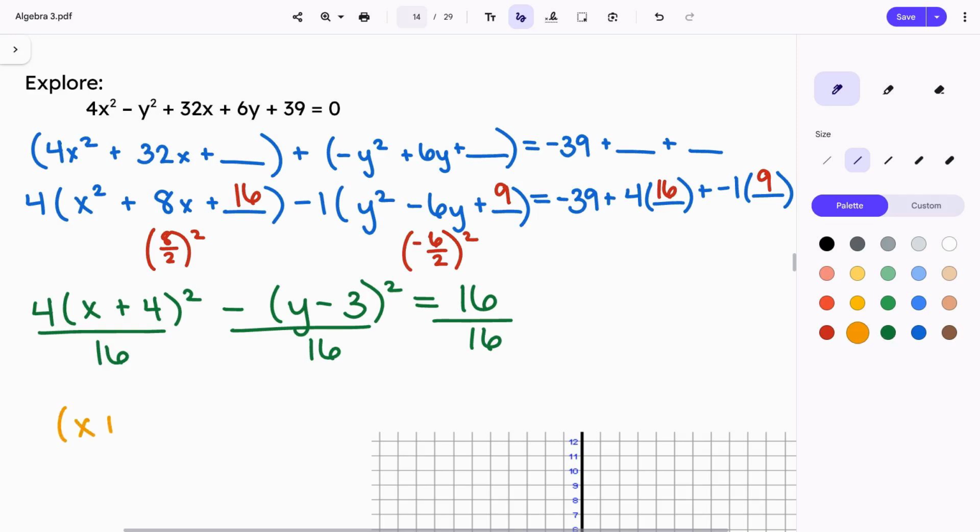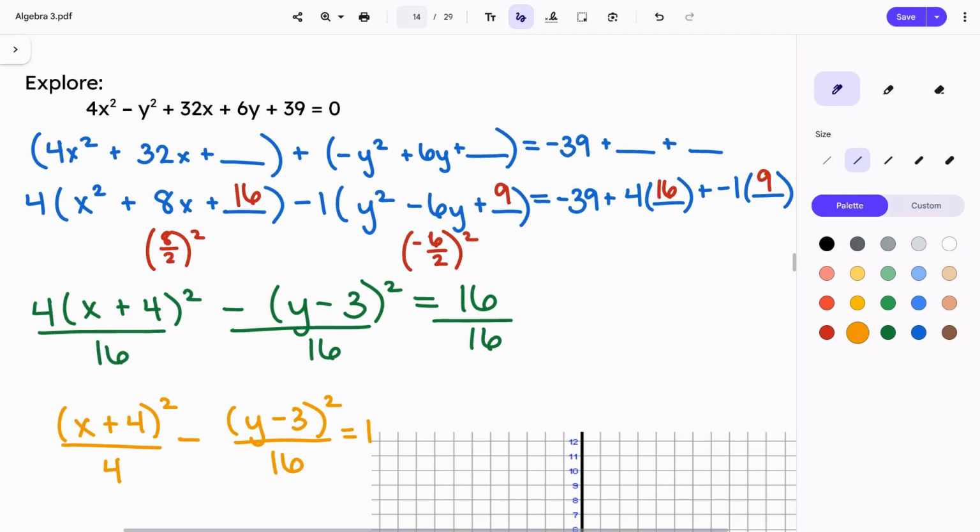4. So it'd be x plus 4 squared all over 4 minus, I can't really do anything with the second half, so it's going to say y minus 3 squared over 16, and then equals 1.